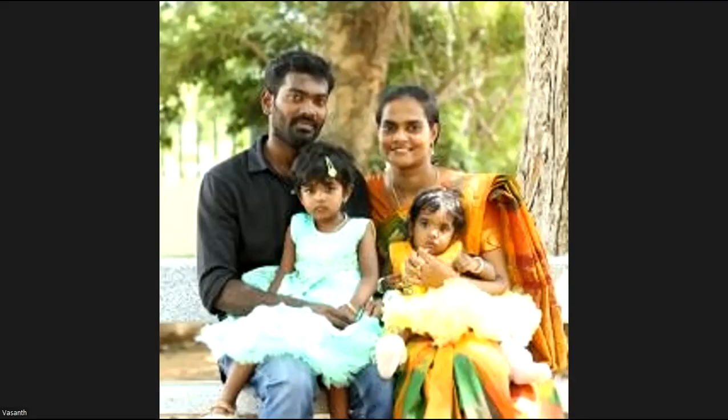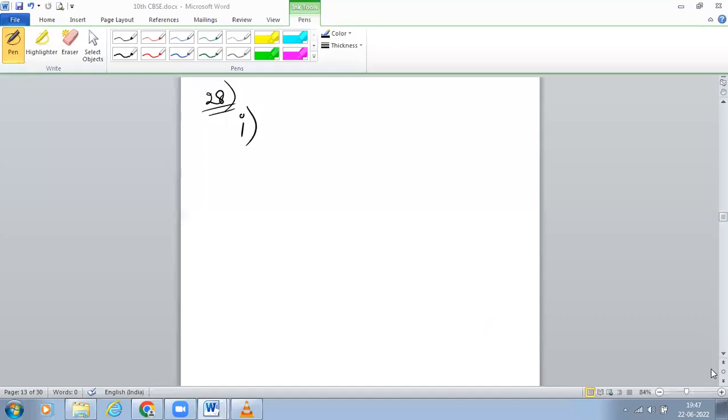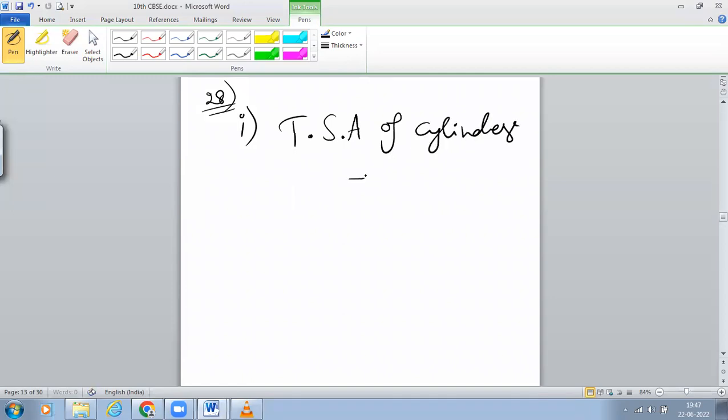That means total surface area formula. I have already taught you what is the total surface area of the cylinder, right? Does anyone remember what is the total surface area of cylinder? 2 pi r square h. No, it is not 2 pi r square h. Total surface area of cylinder, TSA in short. Try to recall the formula.